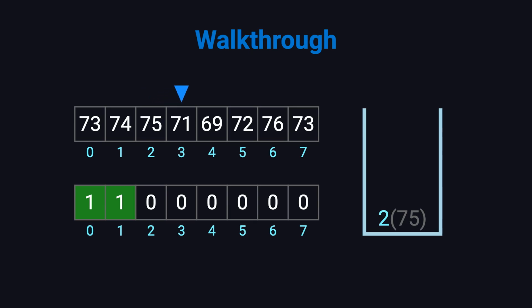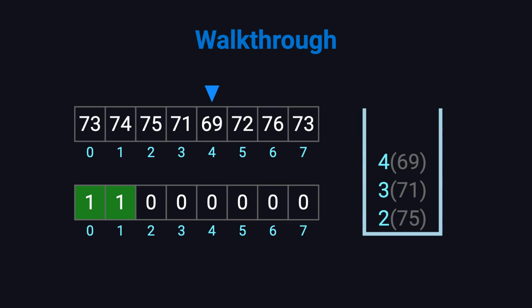Now things change. Day 3, temperature 71. That's lower than 75 at the top. No popping happens, we just push it onto the stack. Day 4, temperature 69. Even lower than 71, so we push that too. At this point, let's look at the stack. It holds 3 indices from bottom to top. Index 2 with temperature 75, index 3 with 71, and index 4 with 69. Notice they're in decreasing order. That's the monotonic property in action.